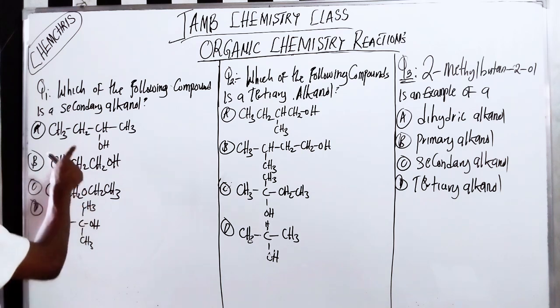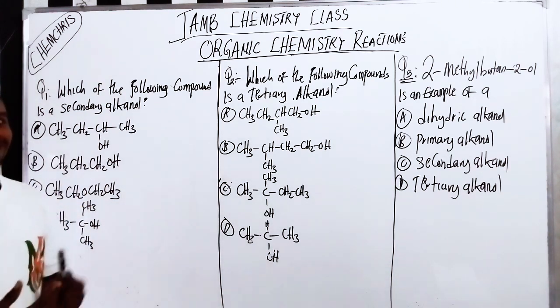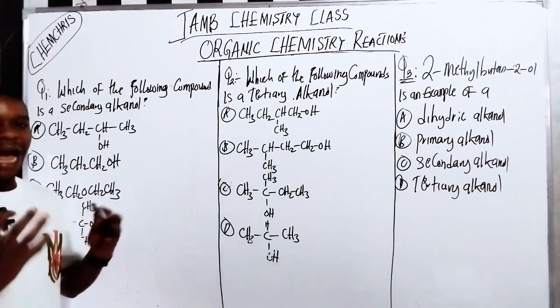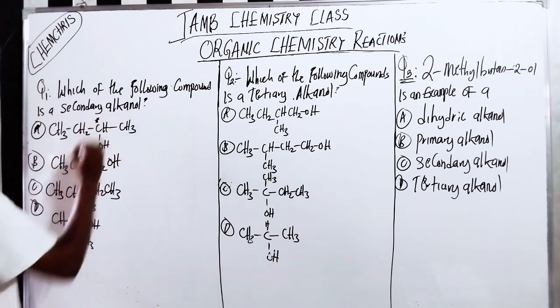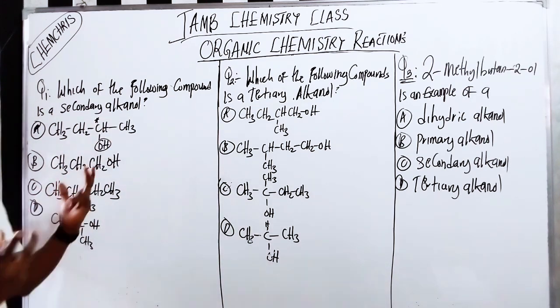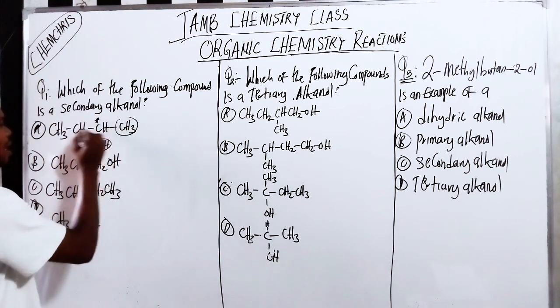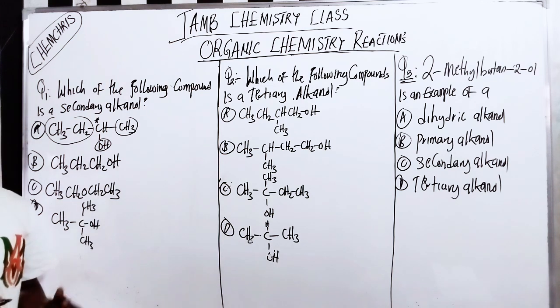Do you understand? So let's look at this one here. If you are asked, what is a secondary alcohol? A secondary alcohol is a type of alcohol in which the carbon atom bearing the OH has two alkyl groups. If you check very well, this carbon has the OH, right? Now, does it have two alkyl groups? Yes, it has two alkyl groups. We have this one and we have this one here. Of course, this is a secondary alcohol.